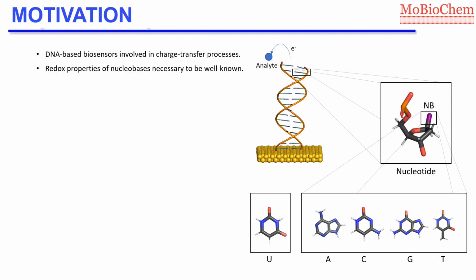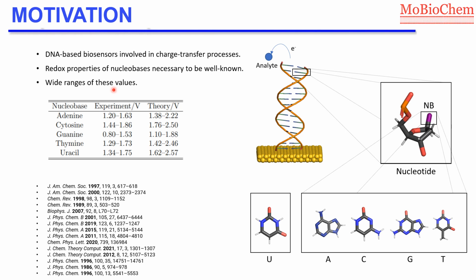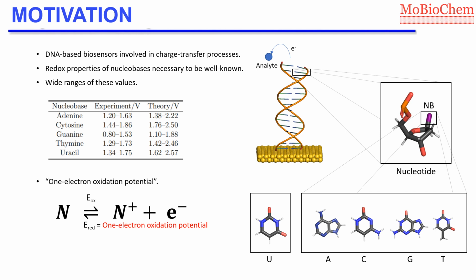Typically, the nucleobase is the main moiety that participates in these charge transfer processes, and therefore the redox properties of these residues must be known. As a result, many experiments and theoretical calculations have been carried out in order to accurately determine these values for each of the nucleobases. Let me now define the term one-electron oxidation potential.